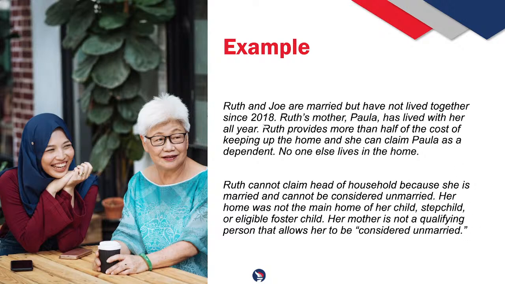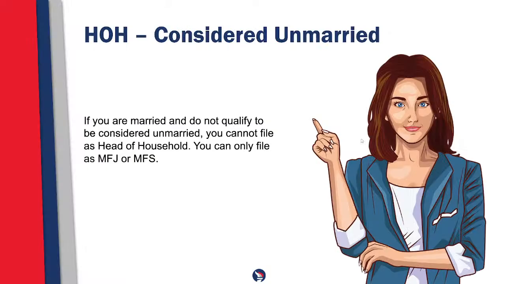So they're married. If this was a child, yeah, sure, she could be considered unmarried filing head of household. But since it's her mother, even though she lived in the home, could be listed on the tax return as a dependent, since they're still married, can't do head of household considered unmarried. We don't have a qualifying person because we have to have a child. Either do married filing jointly or finish getting the divorce. So take care of the business. If you are married and do not qualify to be considered unmarried, you cannot file as head of household. You can only file as married filing jointly or married filing separately.